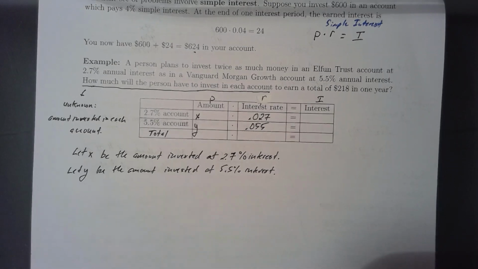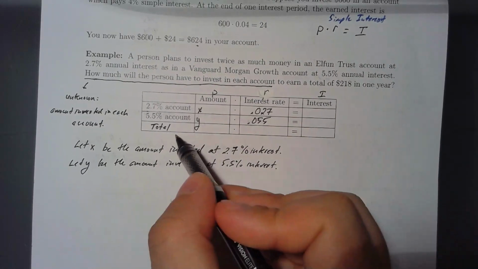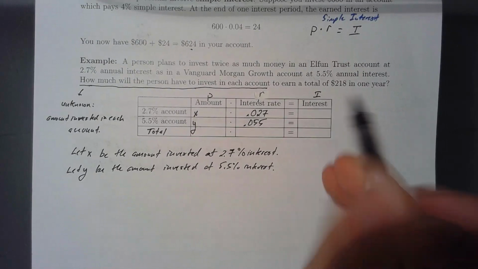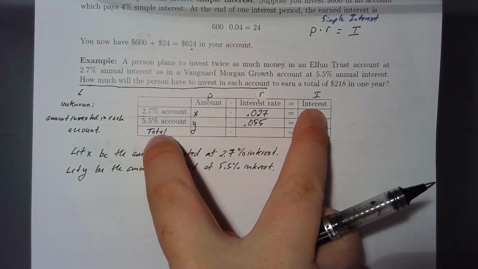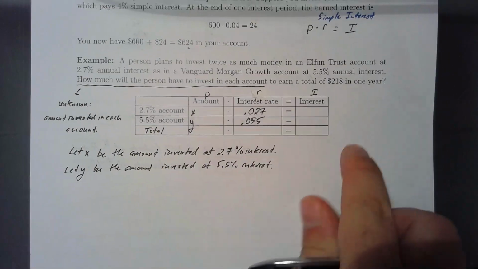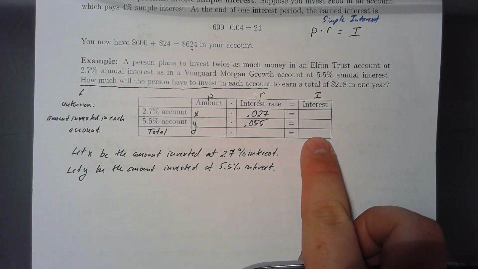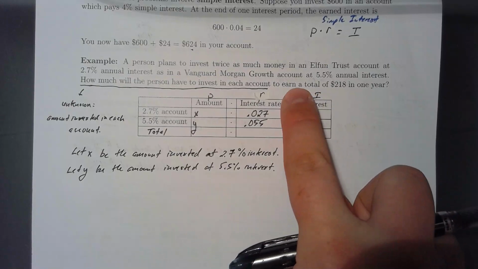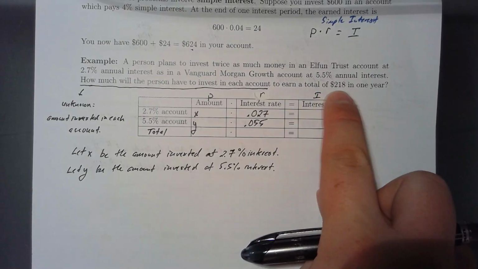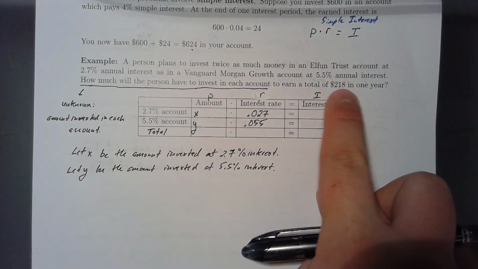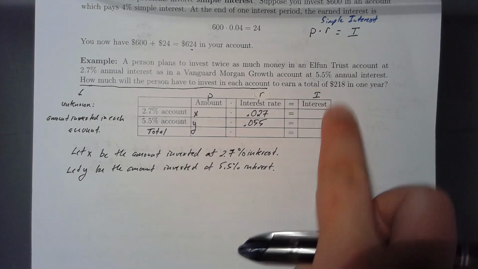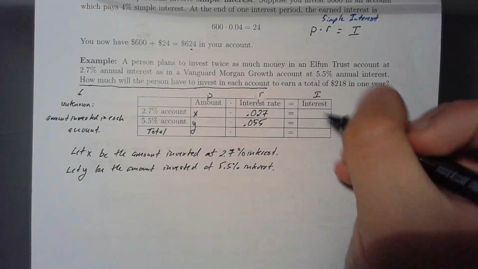Okay. What's the total interest? That's going to be this corner entry here. The total interest for both accounts in 1 year. Well, I want to earn a total of $218 in 1 year. I want to earn that much interest between both my accounts. So that's going to be the total interest.